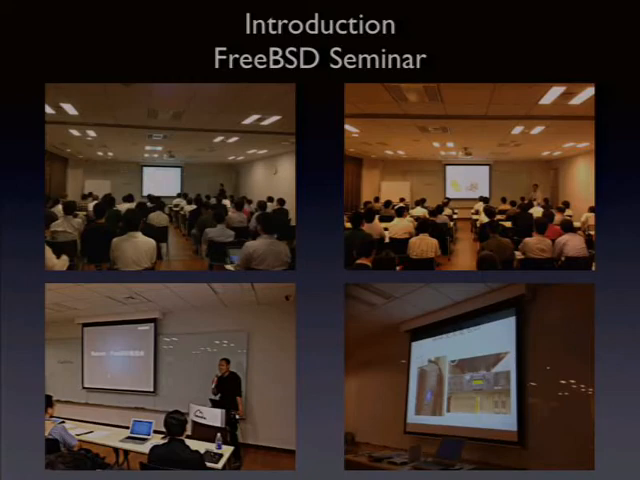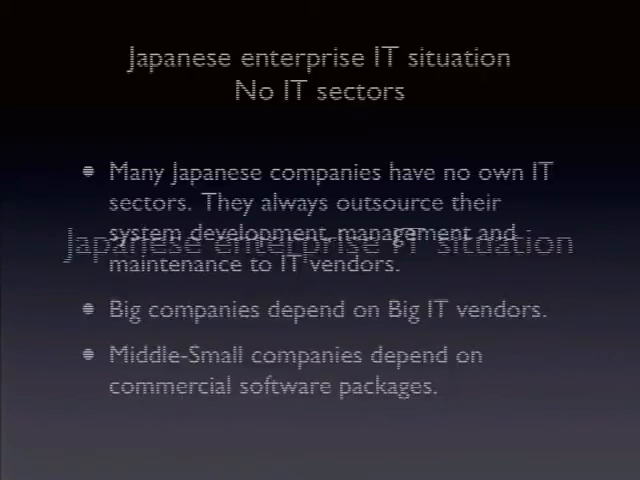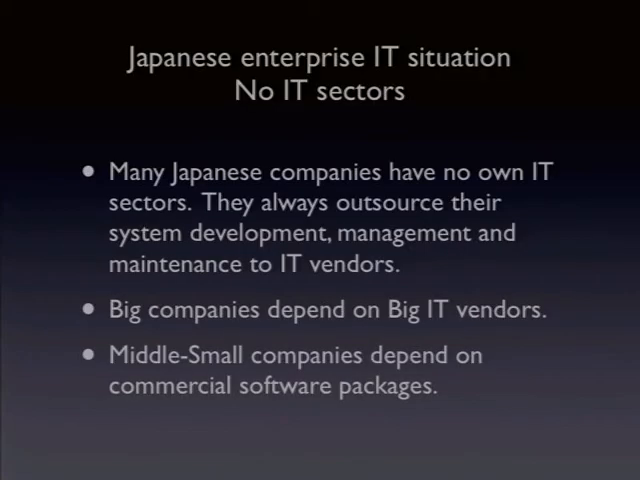So I will move on to the main point. There are too many industries. I will talk about the retail industry, retail distribution industry, and related industries. I guess there is no care that many Japanese companies have no IT sectors of their own. They always outsource their system development, maintenance, and management. They love to outsource to IT vendors. As a result, big companies depend on big IT vendors. How about middle and small-sized companies? They use imported and translated commercial software packages.